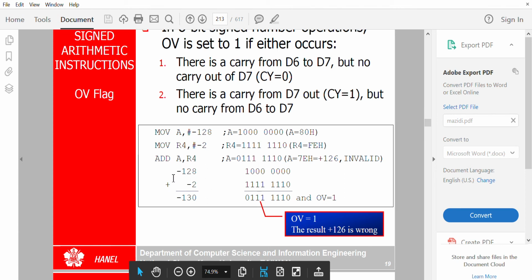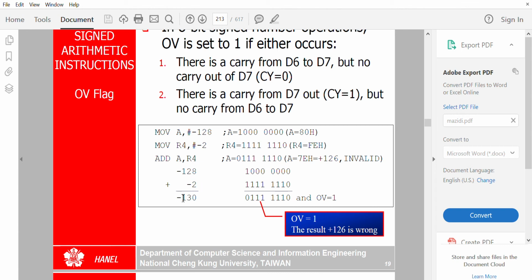Okay. So here we are doing minus 128 plus minus 2. So the answer should be minus 130. So we are just moving the values to accumulator and a register. So minus 128 and minus 2. This is the 2's complement form. Okay. So this is 80 and this is FE.